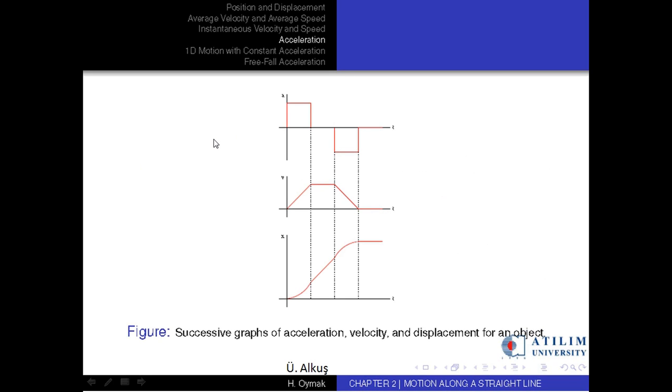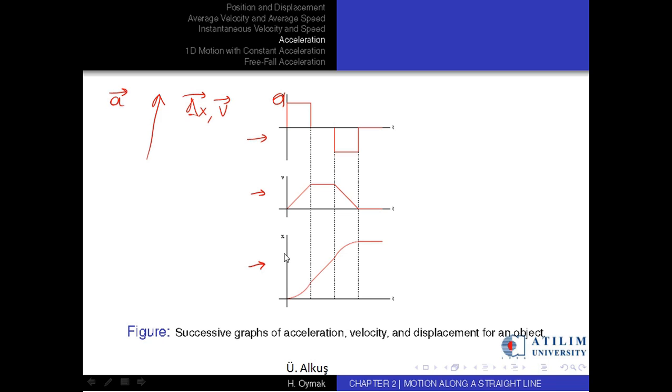Since acceleration is such a quantity that has both magnitude and direction, acceleration is also yet another vector quantity, just like displacement and velocity. In this figure, we show successively the curves of the acceleration, velocity, and displacement of an object as an example.